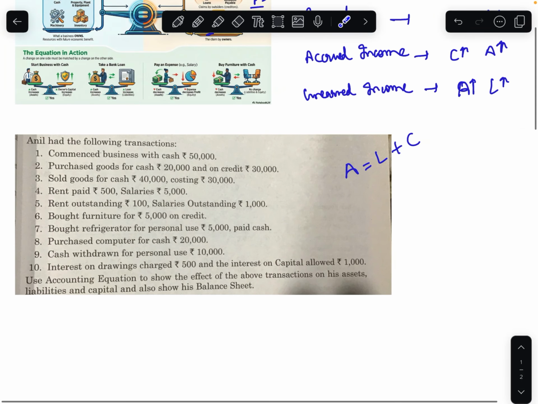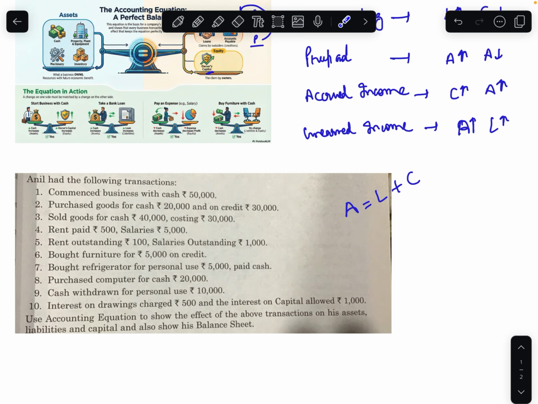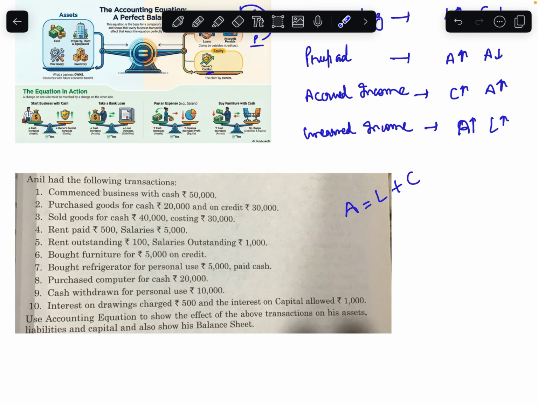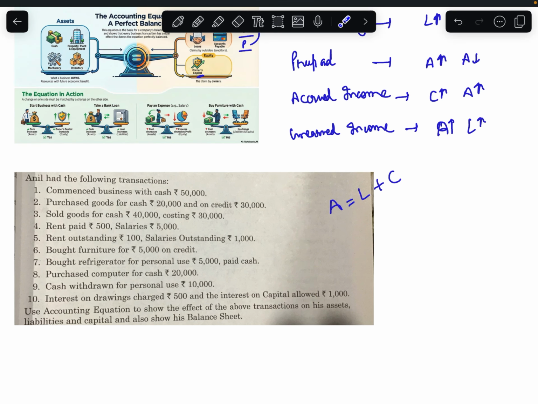Here are a few more examples for your practice. This is a question from the T.S. Grewal book. This is just to make things clearer. Any queries, any doubts, you can leave a comment. This is Anil, and these are the following transactions. We will just discuss where each will have an impact.